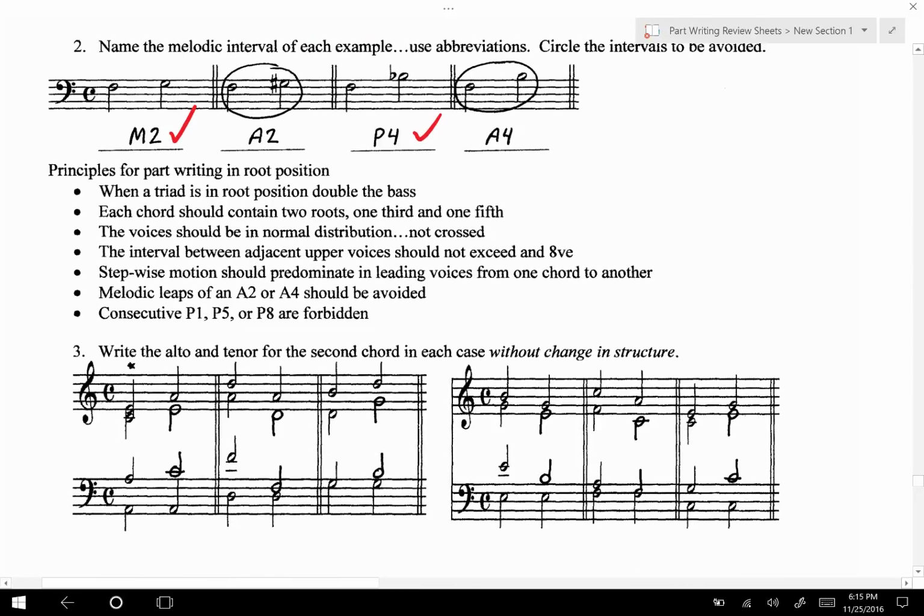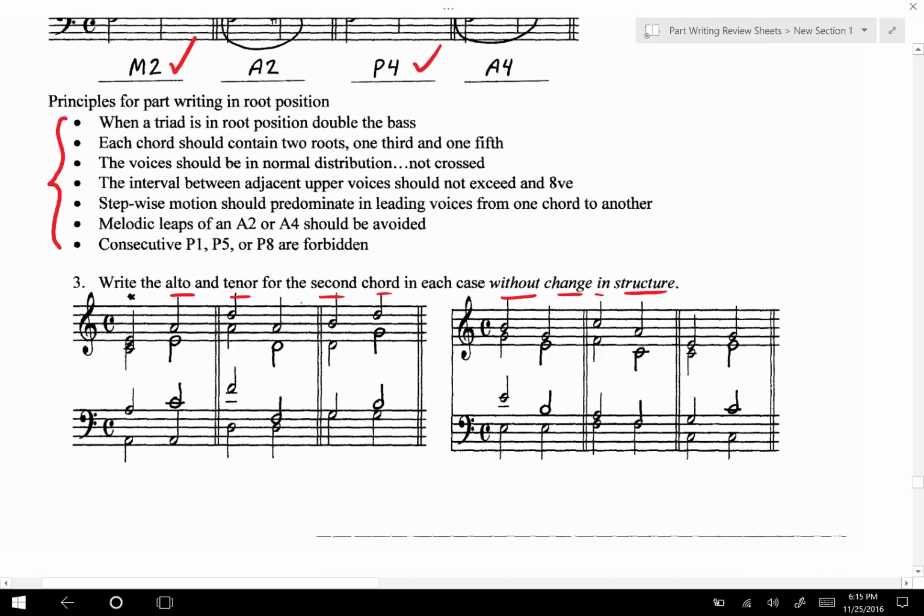Okay, let's move down. We should recall these principles for part writing. They want us to write the alto and tenor for the second chord in each case without change in structure. I've already noticed that I've made a mistake in this one right here, which we'll address in a minute. So first what I want to do probably is identify the first chord as either open or closed structure so I know whether or not I want to stay in open or closed structure.